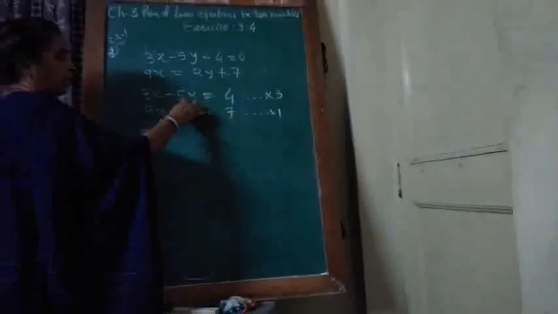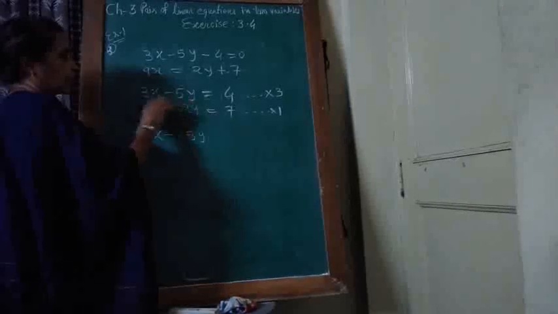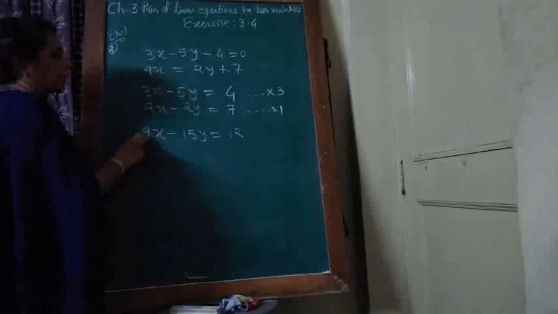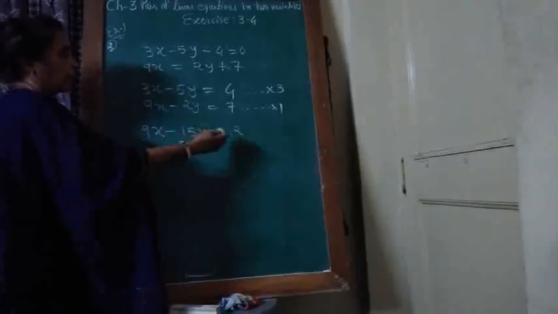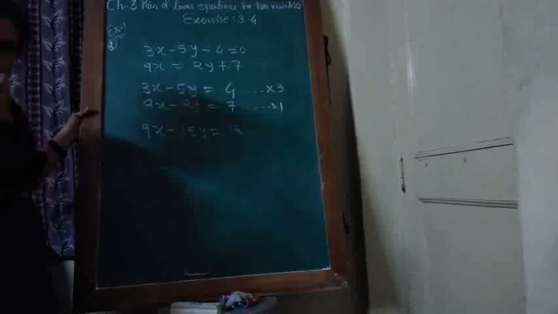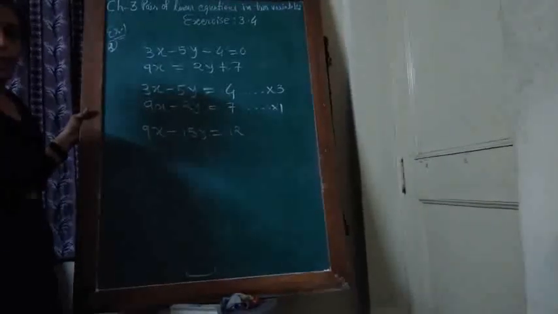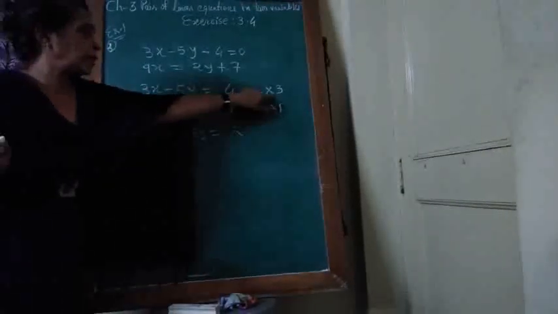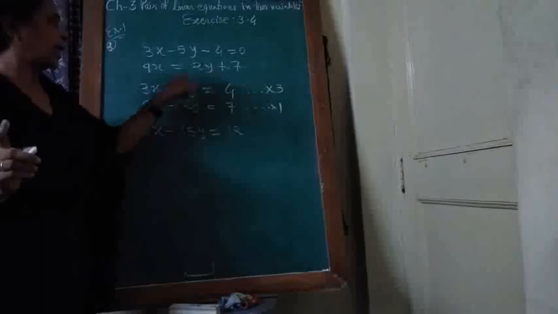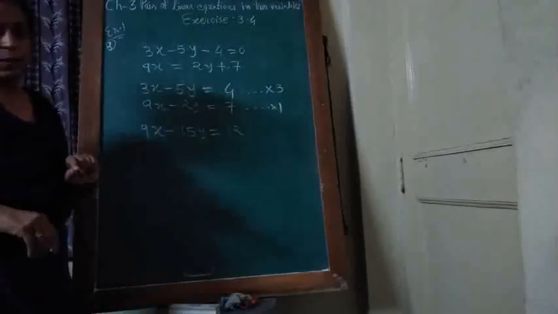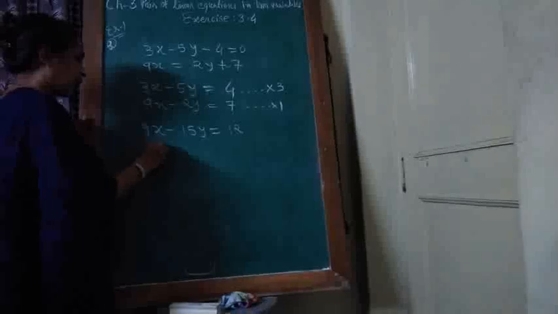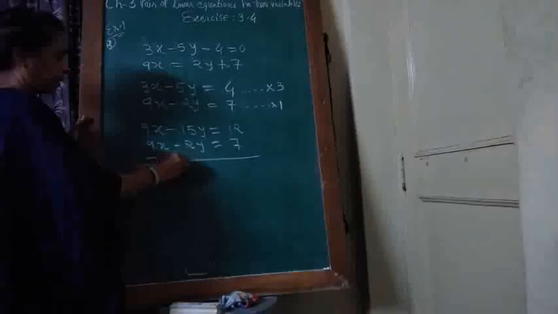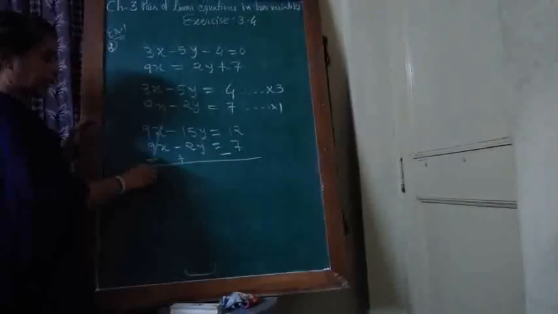Therefore I write 9x minus 5 threes are 15. Don't forget to multiply all the terms by 3. Some students forget and they write 9x, but after that they write minus 5y equal to 4. The whole example becomes wrong. So be careful when you multiply here. If you write 3, then you have to multiply each term by 3. Be careful. And here 9x minus 2y is equal to 7. Change the sign. So 9x cancels.